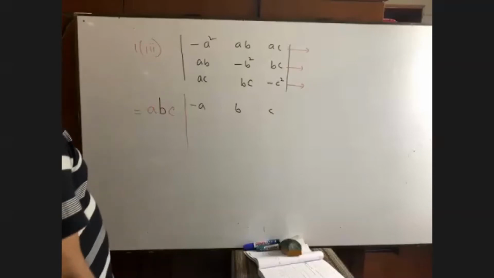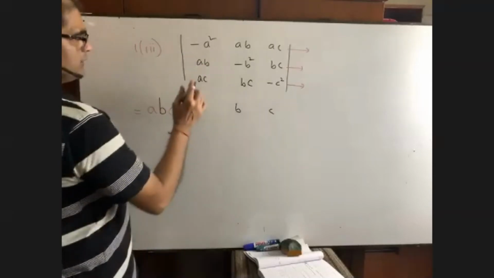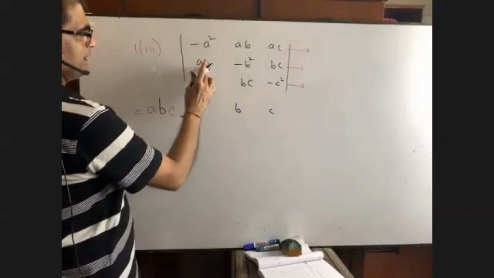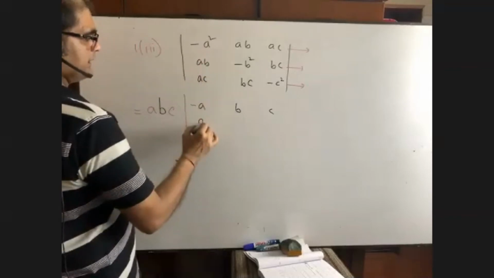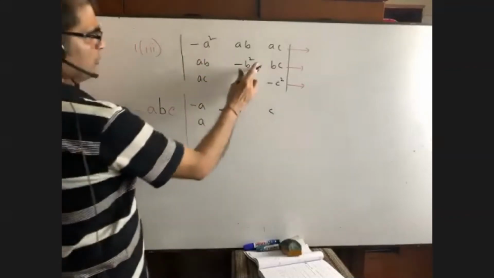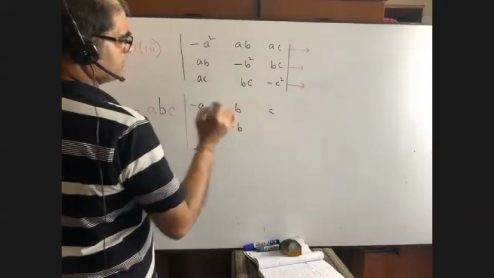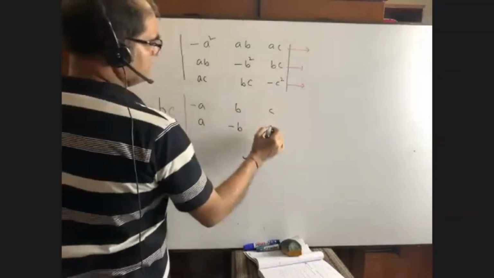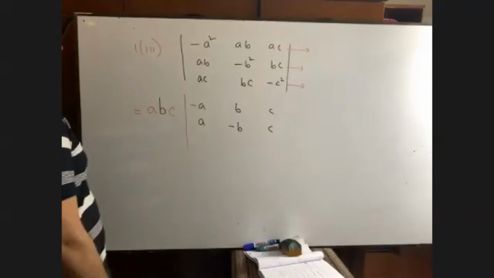From the second row, what did we take common? B. So if we omit B, then we will be left with A. If we omit B, we will be left with minus B. If we omit B, we will be left with C. Please talk to me.